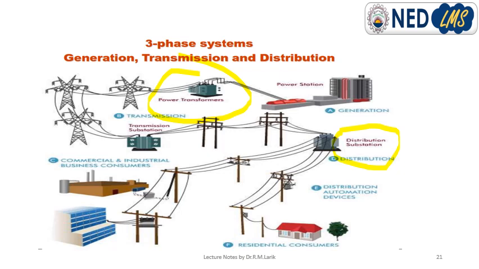And what is distribution voltage? Distribution voltage is three phase and single phase. Three phase is 400 volts and single phase is 220 volts. See, it is given to the residential consumers.